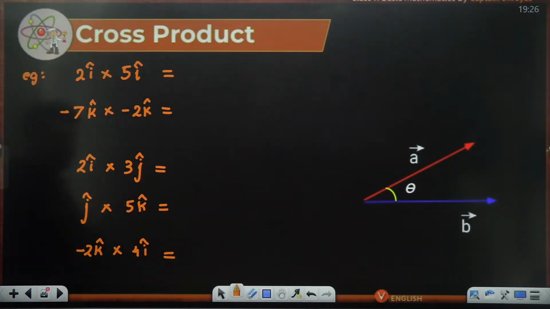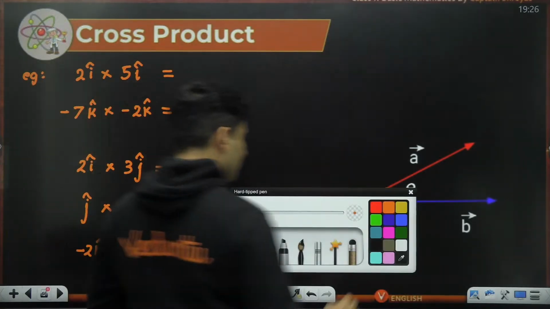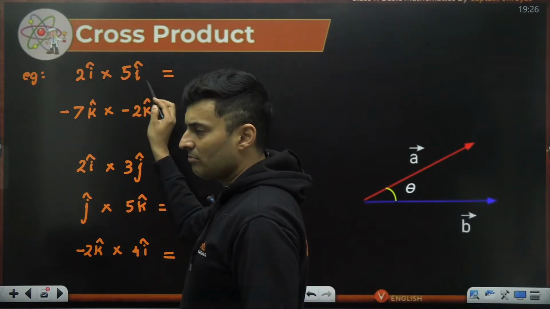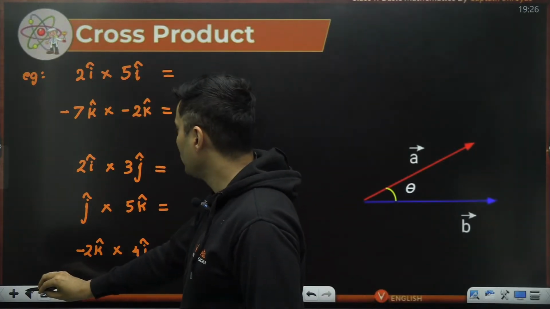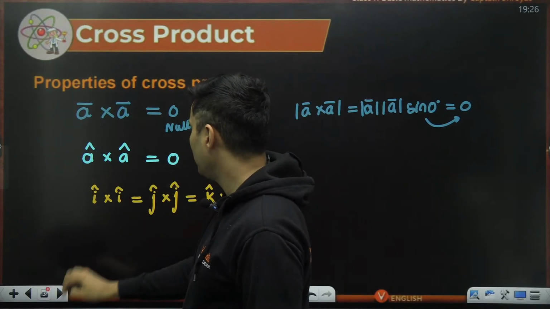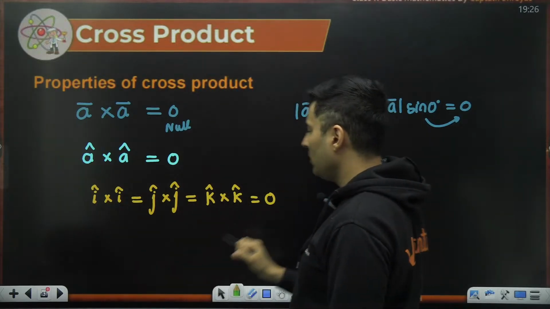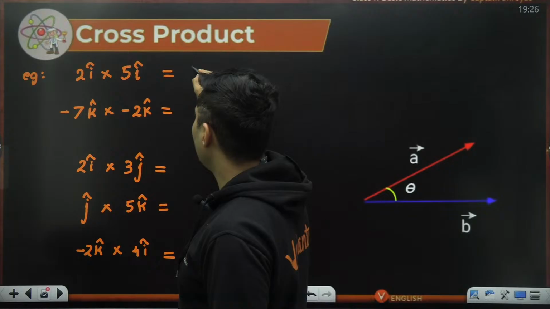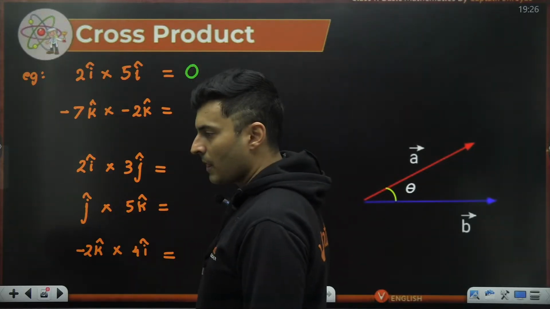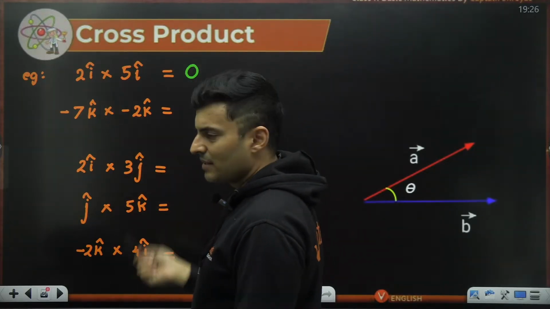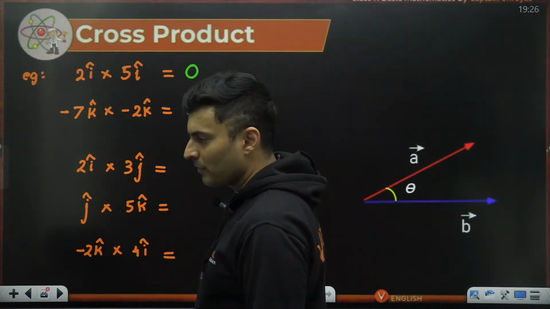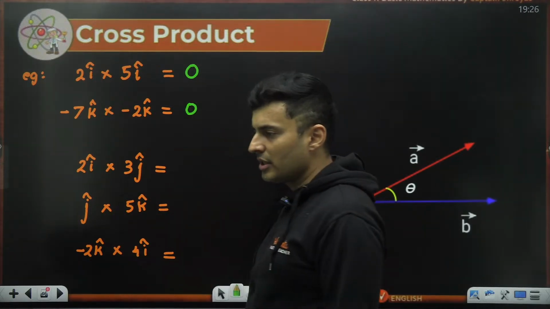Okay, so let's try to do these simple things. Very easy to find out. Same direction, i into i is 0. I just told it to you over here. i into i, j into j, k into k is 0. So 100% this first answer will be nothing but 0. Second answer, k and k, same direction, right? Perfectly, the answer is 0. Gone. So the first two things are gone, 0 and 0.